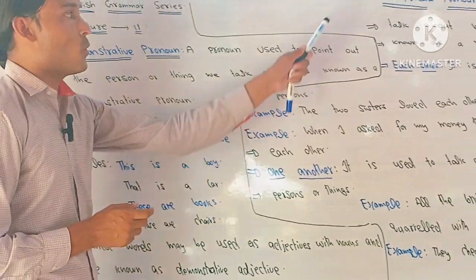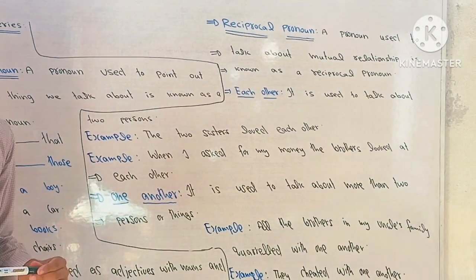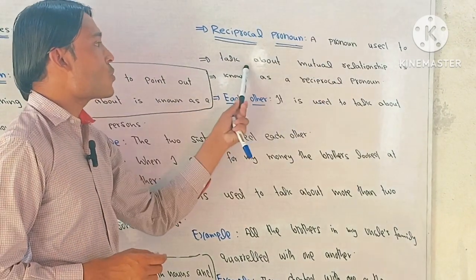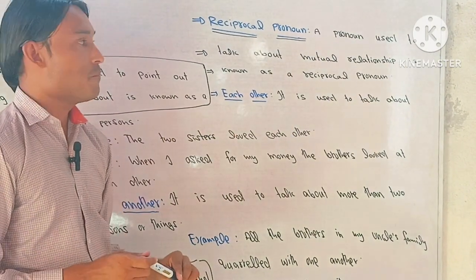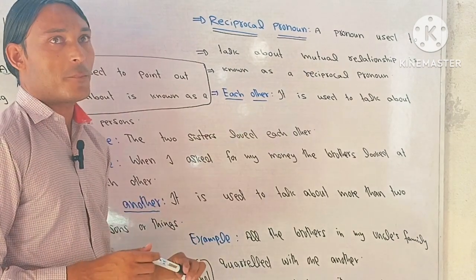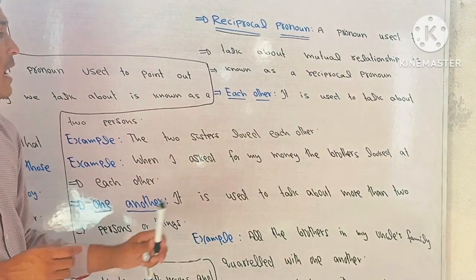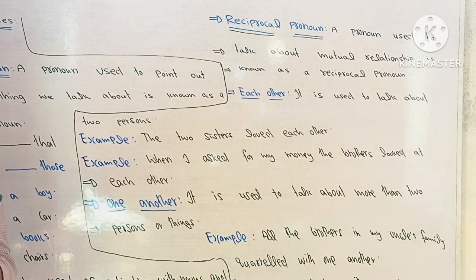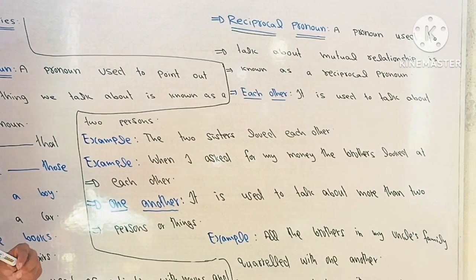Now, let's talk about another one. Reciprocal pronoun. What does reciprocal pronoun mean? A pronoun used to talk about a mutual relationship is known as a reciprocal pronoun. We have each other and one another. These two are called reciprocal pronouns.